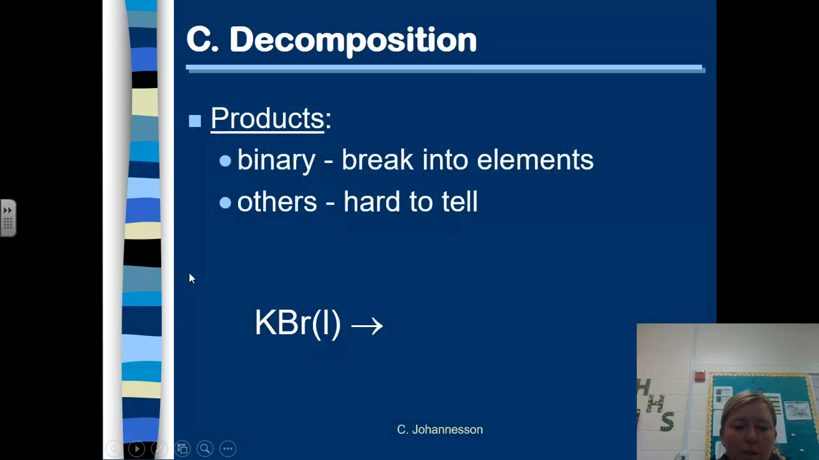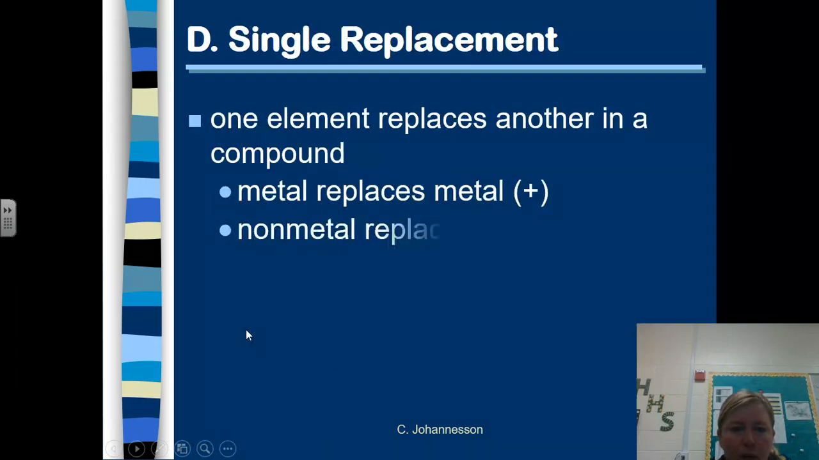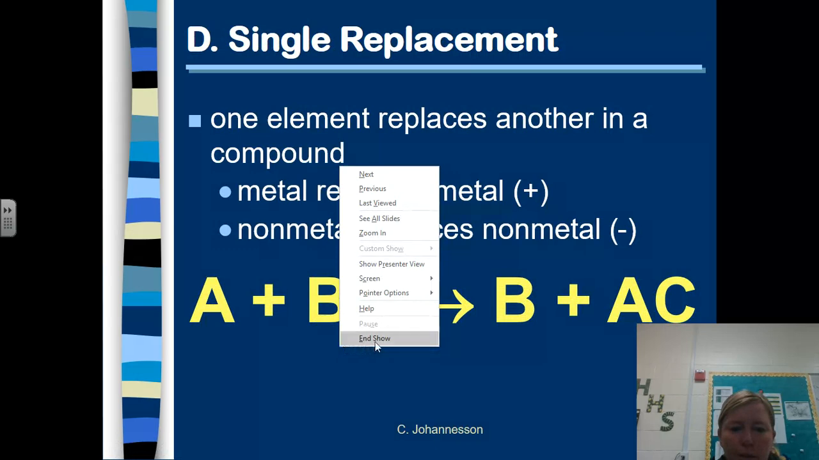If you were given this, first of all, you're going to label it as decomposition. It only has one reactant, right? And then all you're going to do is pull them apart on the other side, put that plus in the middle. Just watch for your diatomics is the only thing. Like bromine is diatomic, so it's getting that little 2 just because it's diatomic. It has nothing to do with bromine's charge. Only those 7 get that little 2. We're not going to do single replacement in these notes.